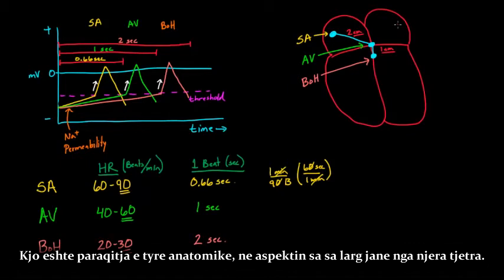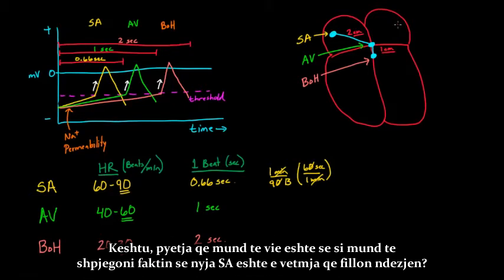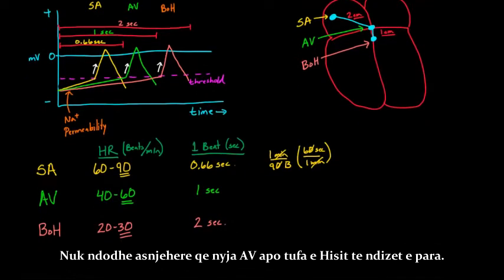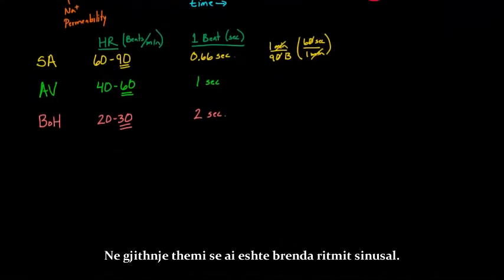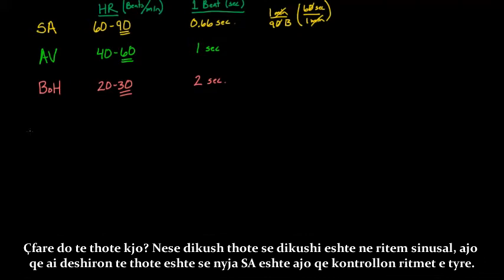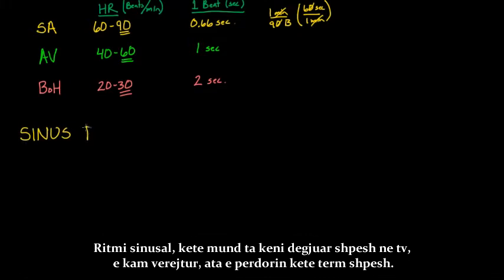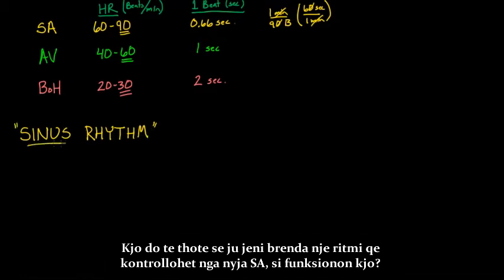So the question might come up, how exactly do you explain the fact that it's always the SA node that fires off, right? It's never your AV node or your bundle of His. We always say, well, he's in sinus rhythm, right? And what does that mean? Well, when someone says someone is in sinus rhythm, all they're saying is that the SA node is what's controlling their rhythm. So sinus rhythm, you might hear that actually a lot on TV shows. I've noticed they like to throw that term around. And it just means that you're in a rhythm controlled by your SA node.